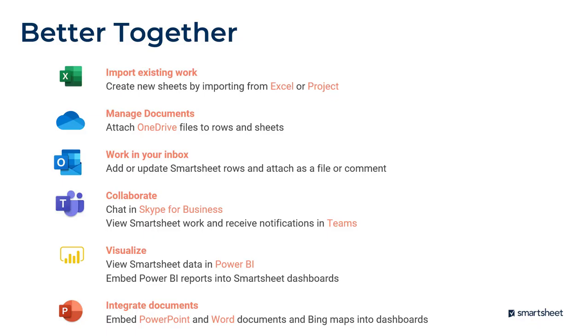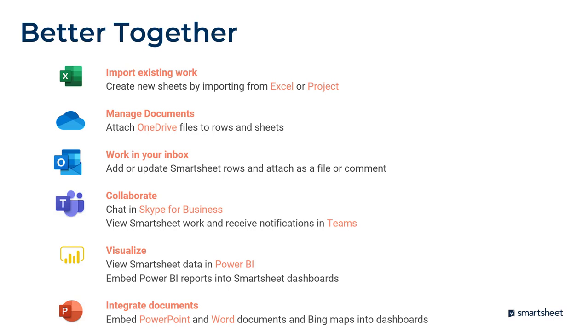Today we're going to be talking about how Smartsheet easily integrates with Microsoft 365 applications to streamline your work, regardless of which tool you're working in. When working across Smartsheet and Microsoft, you can kick off your work by importing existing Excel or project files to create a new Smartsheet. In your Smartsheet, you can attach files directly from OneDrive to rows, sheets, and dashboards.